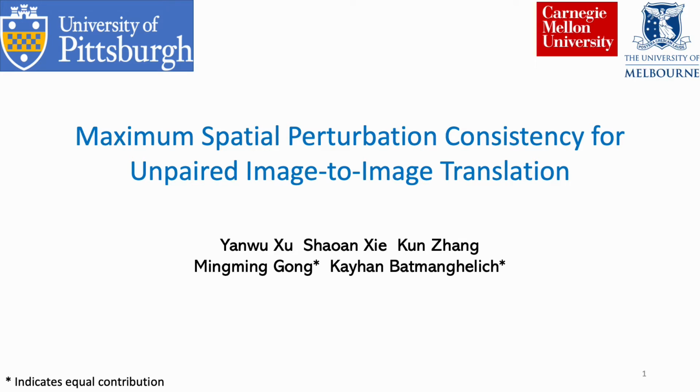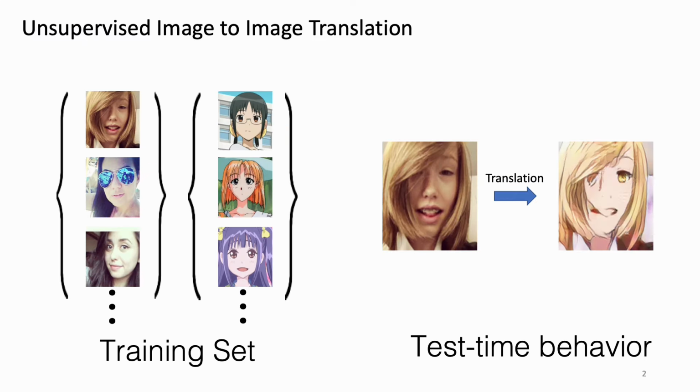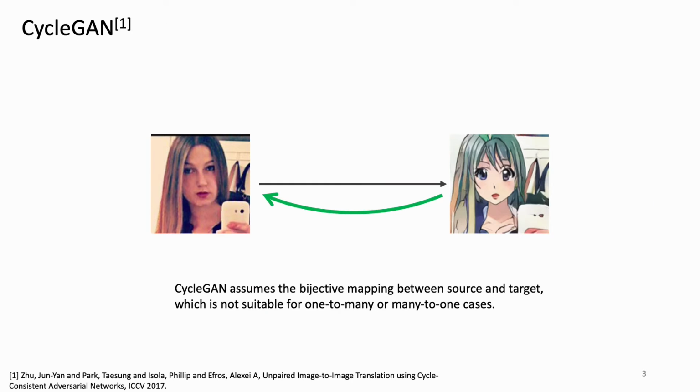So in this presentation, I'm going to present maximum spatial perturbation consistency for unpaired image-to-image translation. In unsupervised image-to-image translation, we aim to train an image translation model on unpaired source and target domains, which is an ill-posed problem, as an infinite number of translation functions can map the source domain distribution to a target distribution. Therefore, much effort has been put into designing feasible constraints.